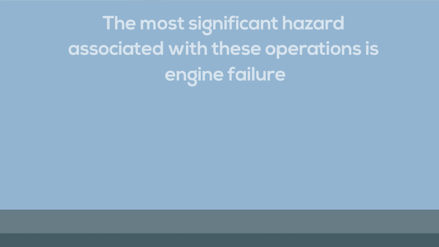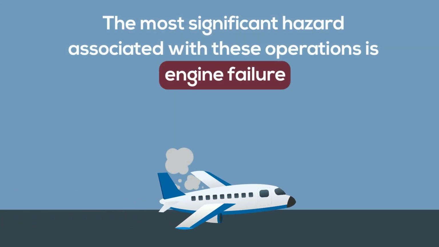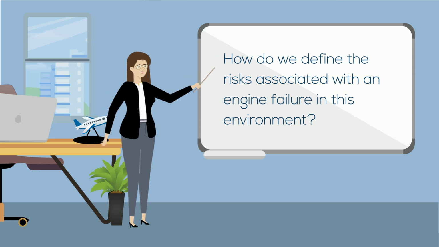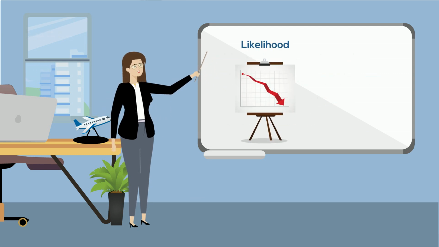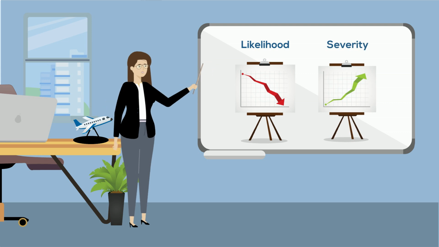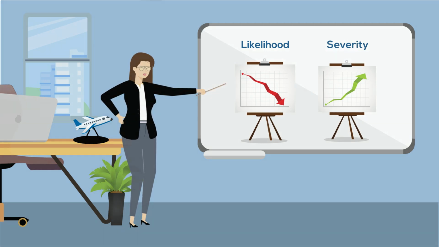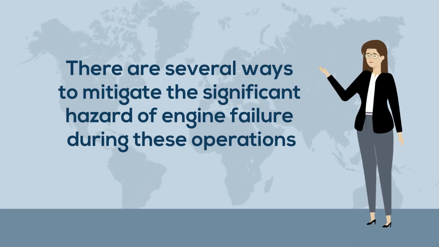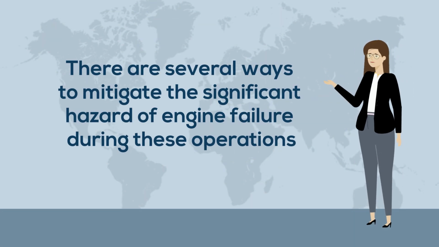The most significant hazard associated with these operations is engine failure. How do we define the risks associated with an engine failure in this environment? As we said earlier, the likelihood of an engine failure is quite low, but the severity, which is most likely ditching, is high, if the engine should fail. This means that we can accept the likelihood, but we must address the severity. From our previous discussion, there are several ways to mitigate the significant hazard of engine failure during these operations.